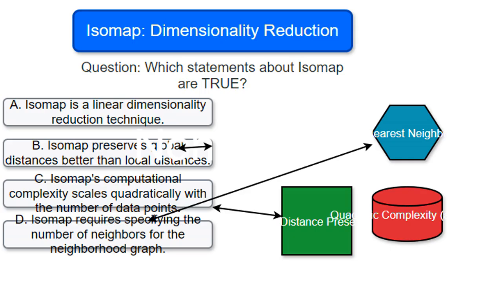Isomap isn't a linear method like principal component analysis, PCA. Instead, it tackles dimensionality reduction by finding relationships in the data that aren't just straight lines. Think of it like this: imagine trying to describe a curvy road using only straight lines. You'd miss a lot of detail. Isomap, on the other hand, captures the curves.